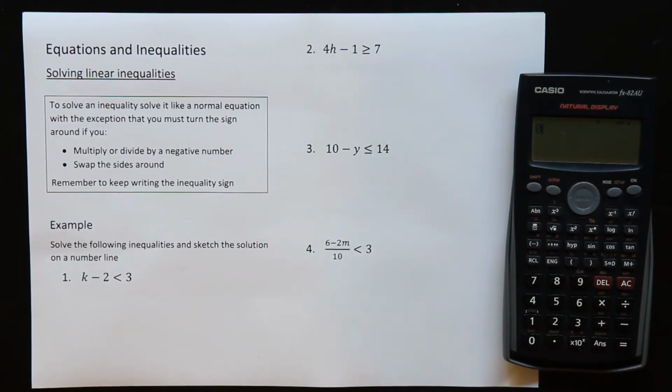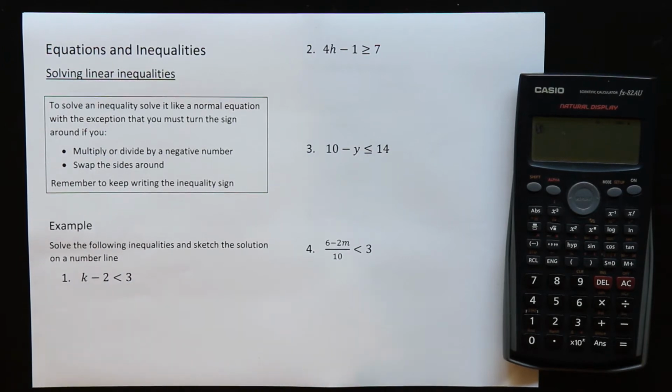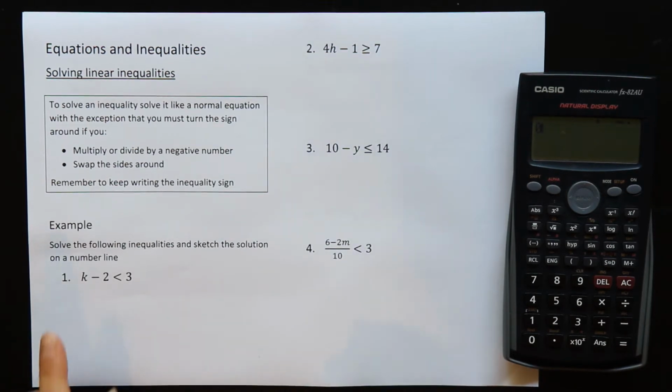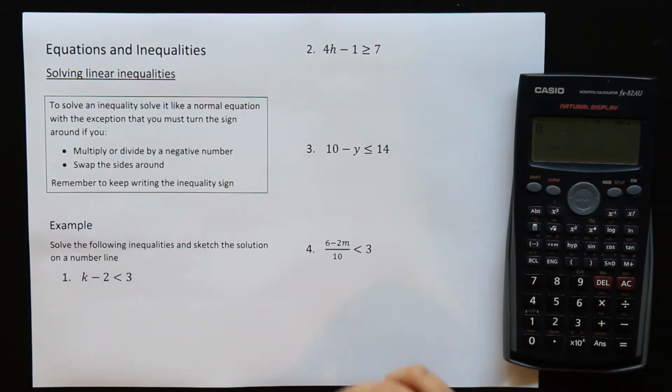Often people want to change their inequality sign into an equal sign. So when you see k minus 2 is less than 3, you want to treat that just like a normal equation, with those exceptions of when you multiply or divide by a negative, or you swap the sides around. So, solve the following inequalities and sketch the solution on a number line.